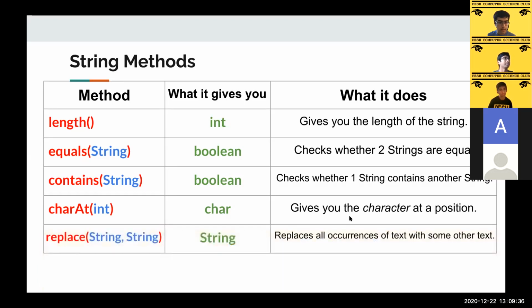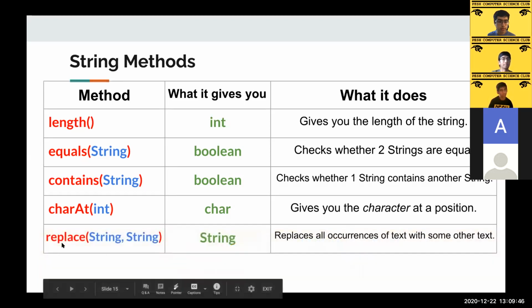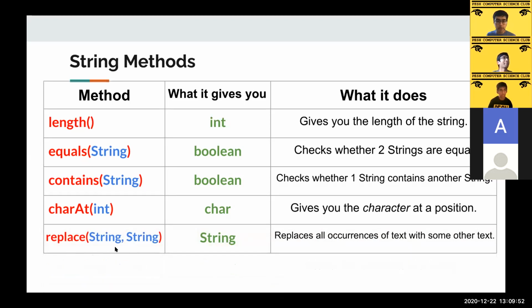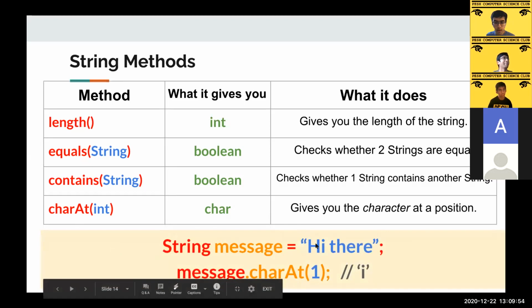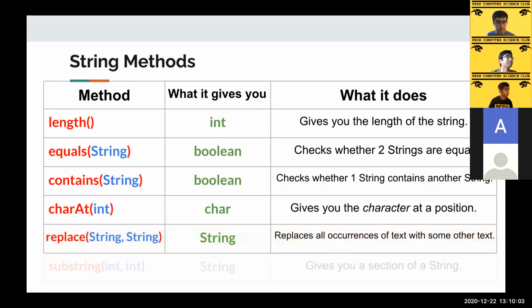Then we have replace. As the name suggests, it replaces all occurrences of text with some other text. So let's say you had a string like "hi there" and you wanted to replace hi with hello. You would use the replace function. And then substring gives you a section of a string. Let's say you want a section of a string from position 0 to position 2. You could use substring to do that, and it will give you part of a string. So that's what substring does.